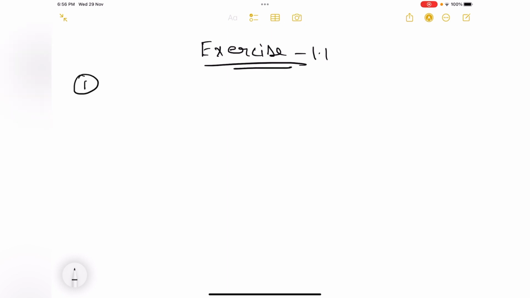First question. Do you think 0 is a rational number? Is 0 rational? That is the first question. If yes, then express it in the form of p by q, where p and q are integers and q is not equal to 0. That itself is the definition of a rational number. If a number is rational, it should be able to be represented in a p by q form. So can we represent 0 in the form of p by q?